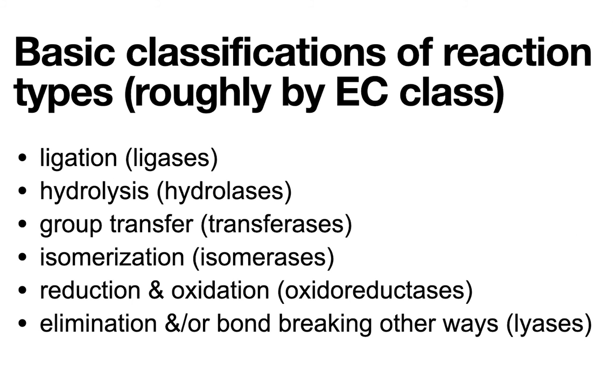Although there's a whole variety of different specific mechanisms, we can break things up into a number of classic reaction types. And these are roughly classified by their enzyme commission numbers or their EC numbers.